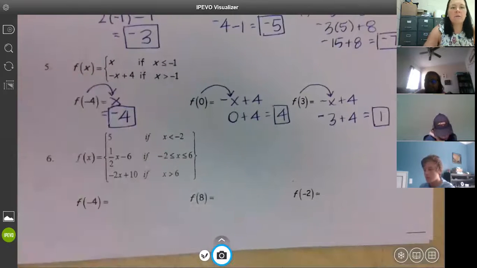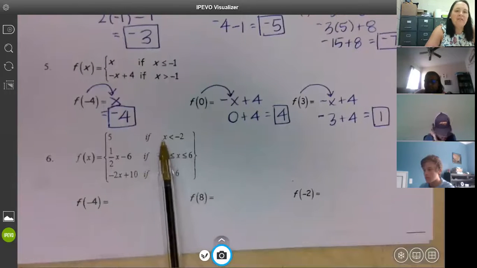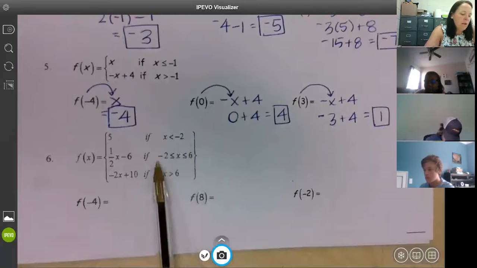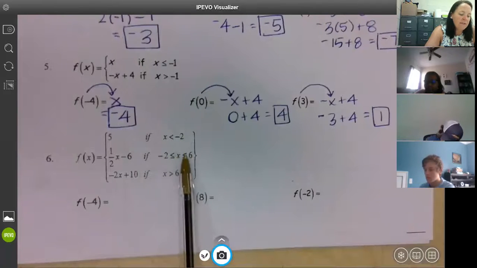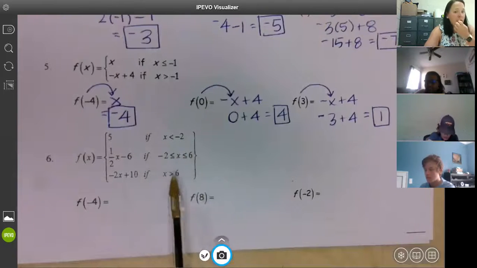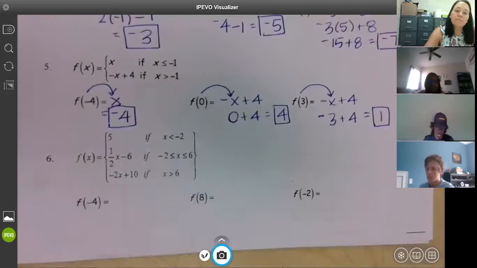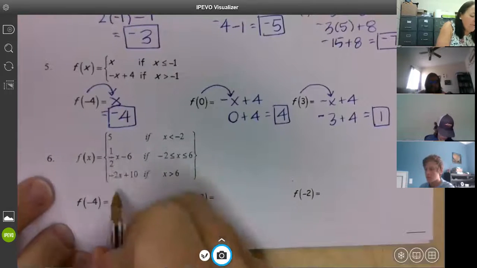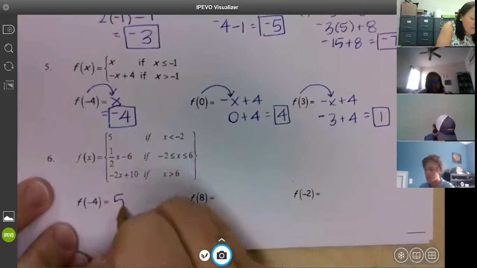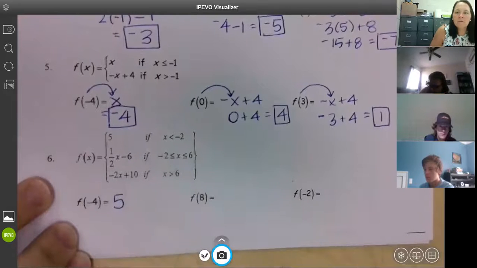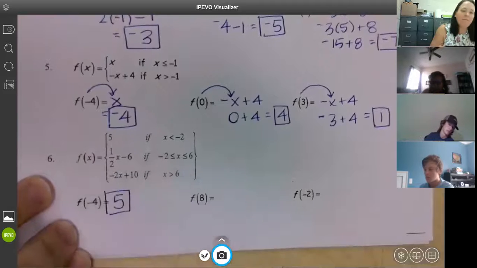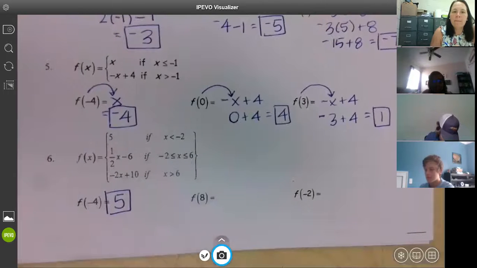So here's your next one. We have x is less than -2, -2 less than or equal to x, less than or equal to 6, or x is greater than 6. So where does f of -4 fall? The first one. So our first function is just the number 5. Do I do anything else? No, I don't have an x, so I'm done. Once you get that single number, you're done.